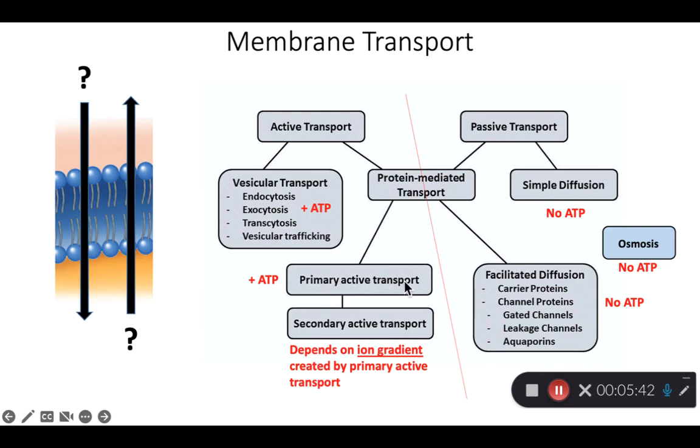Primary active transport is using a protein to move a molecule through the membrane, but it's opposite of diffusion in that you're going from a low concentration to a high concentration. So that's the key difference. If you're going from a low concentration to high, you need energy. But if you're going from high concentration to low, you don't need energy. And we're not going to really talk about secondary active transport. That's typically when moving one molecule causes you to move a second molecule. But we're not going to really go there.